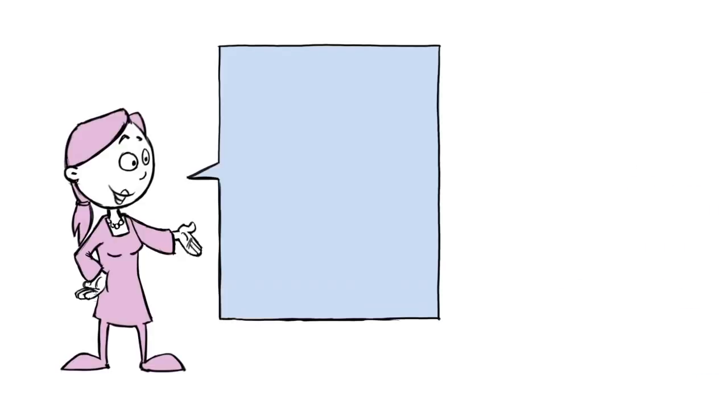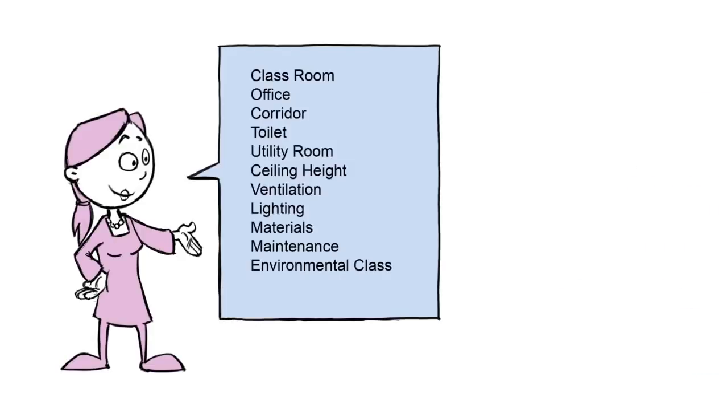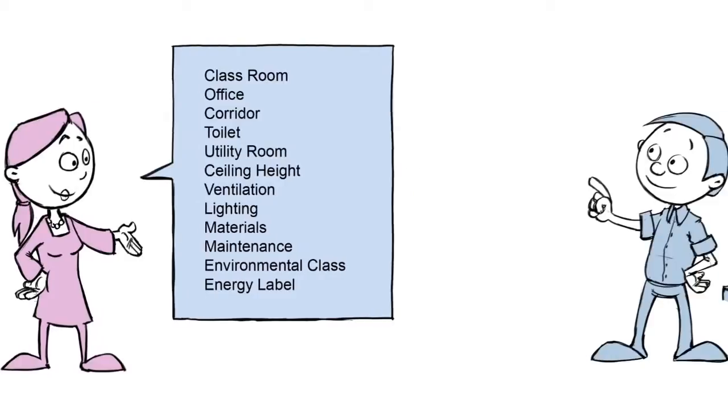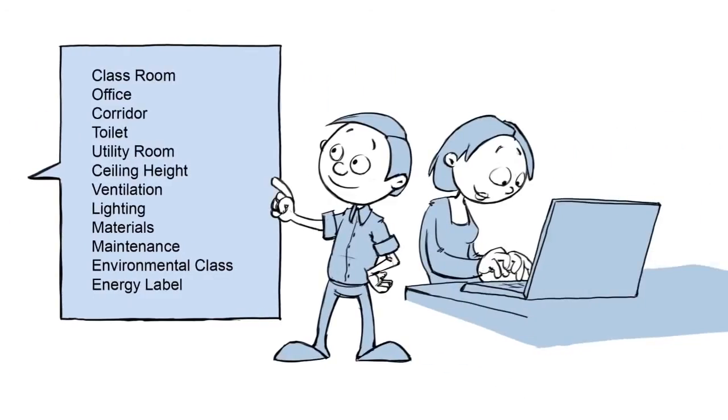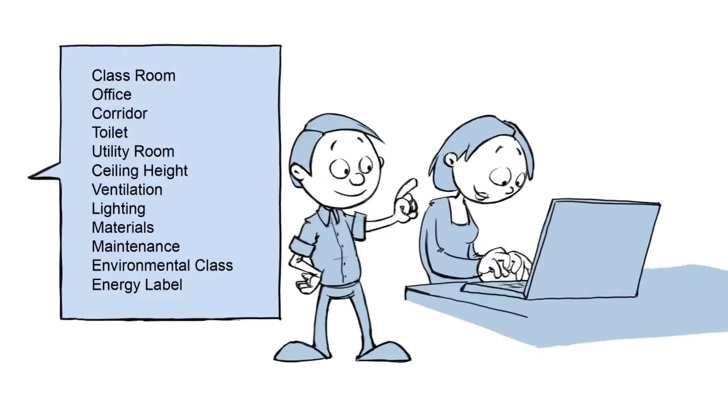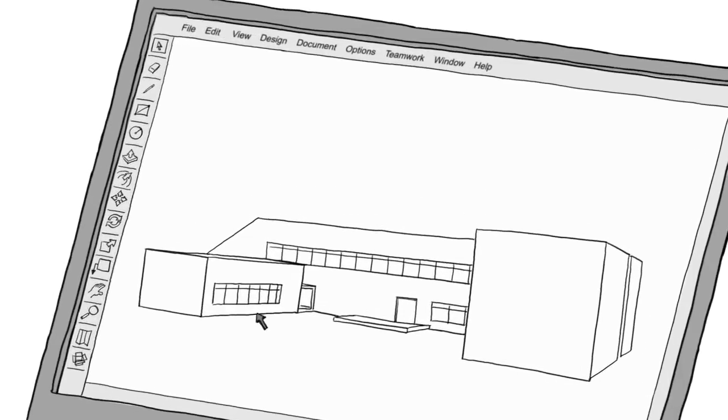The client documents their requirements in a database that follows the project the entire life cycle. The design team designs the building according to the client's requirements. The building is modeled by numerous digital objects.